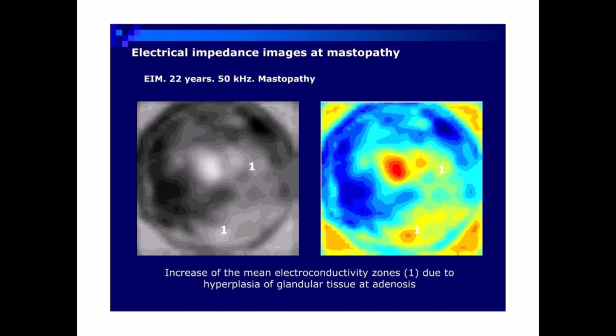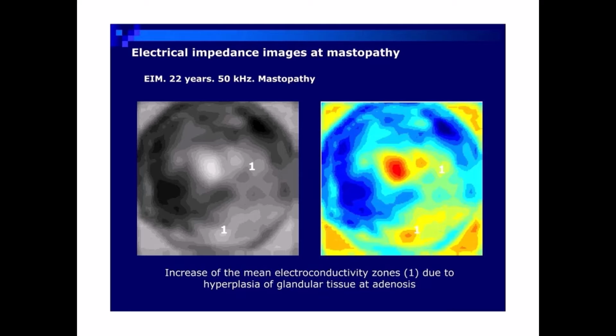Electrical impedance images at mastopathy. EIM, 22 years, 50 kHz. Mastopathy. Increase of the mean electroconductivity zones (1) is due to hyperplasia of glandular tissue at adenosis.